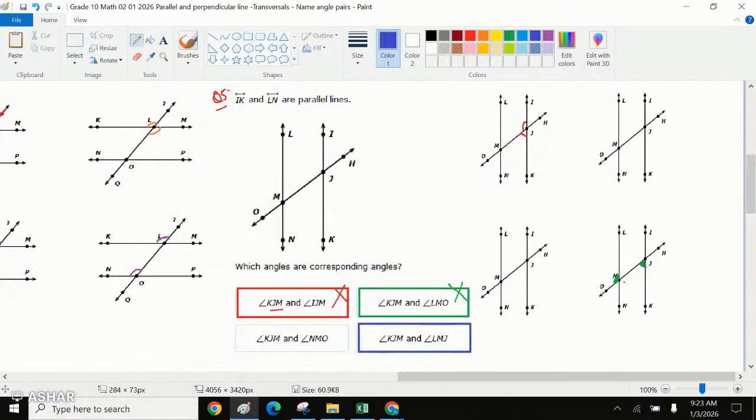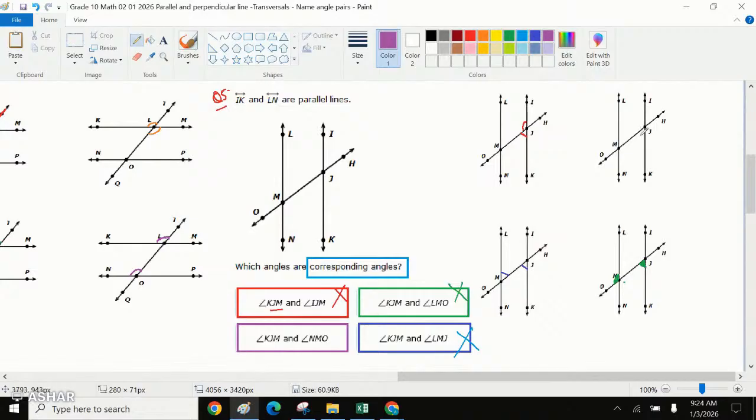Can we say KJM? Where is K, J, and M? And L, M, and J? Are these corresponding angles? They're still not corresponding, right? They're alternate angles. And the last option we have, it must be this last option. Let's see whether it is or it's not.